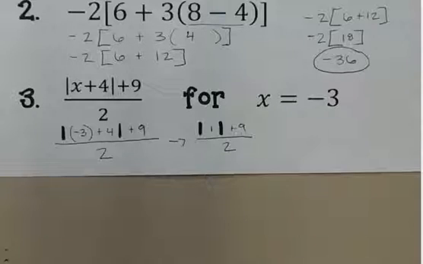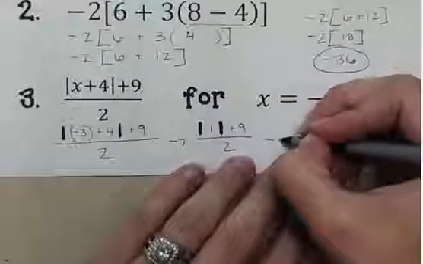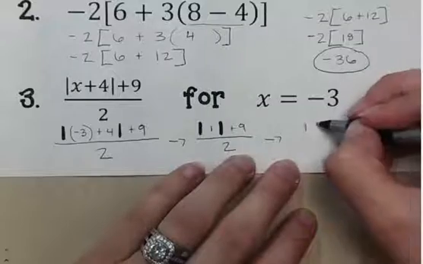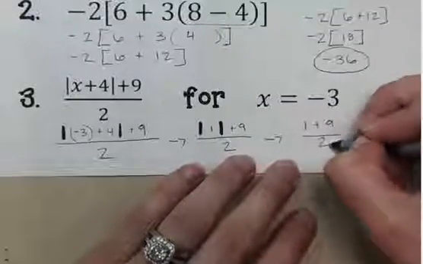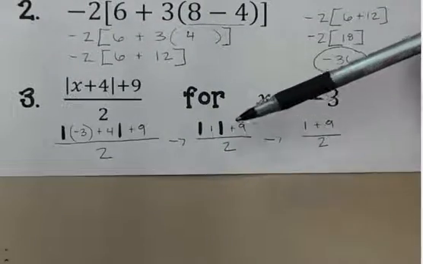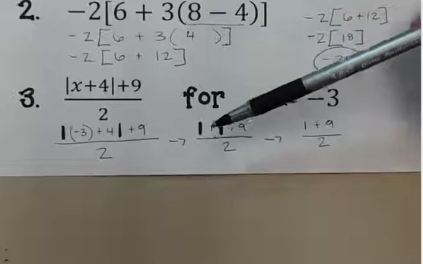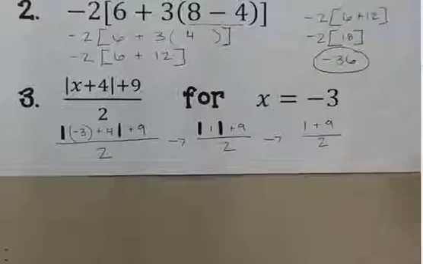Absolute value bars mean how many units away from 0 it really is. So 1 is really 1 unit away from 0. So once you ask that question, how many units away is this number inside the bars from 0, the bars drop.